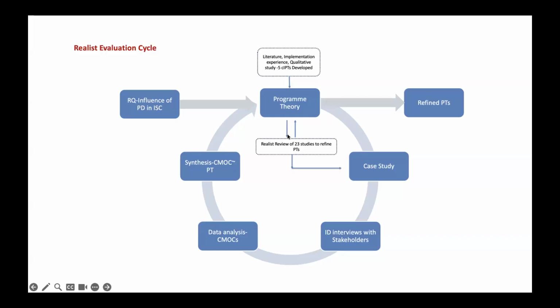Then after that, the next step was to refine these program theories. For that, I conducted a realist review. I went back to the literature and finished that literature review using 23 studies, and I finally ended up with a total of 6 program theories. Initially I had only 5, but after the realist review, I ended up using 6 program theories, and those program theories I tested in a case study in Dibrugarh, Assam.